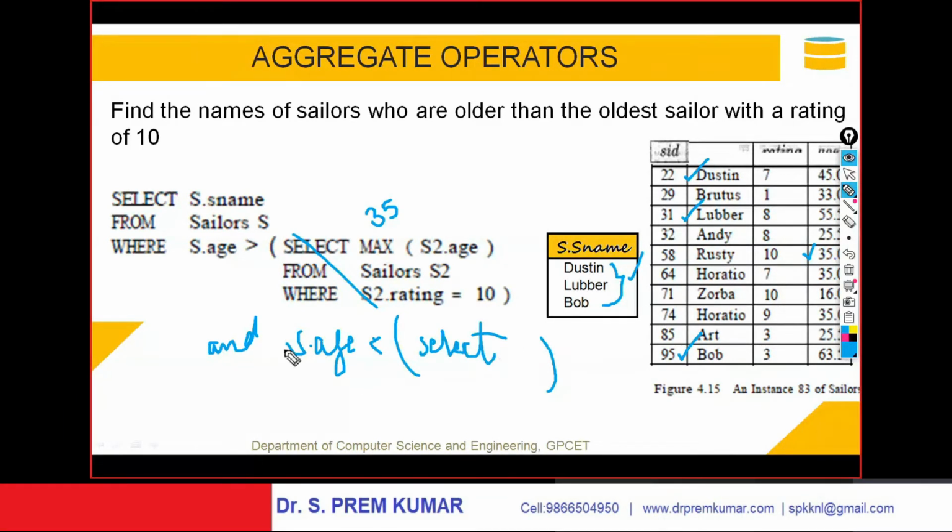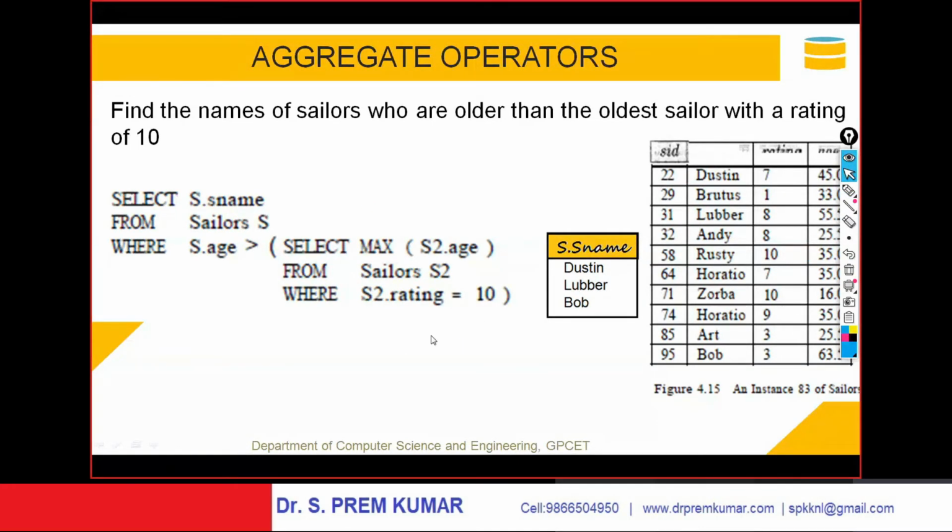Here the age is greater than 35, which is nothing but the maximum. And s.age is less than whom? You specify that in a select statement. Similar to the select statement with max, you use the same select statement, but instead of max you use min of. You will get it.